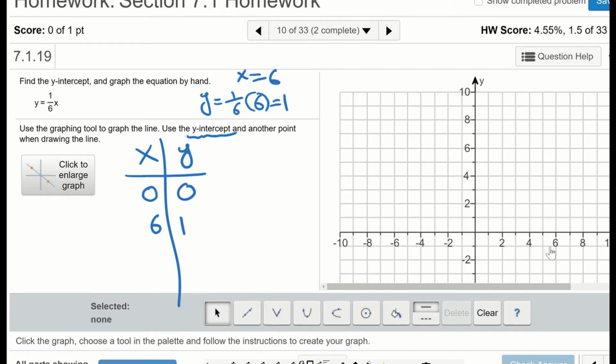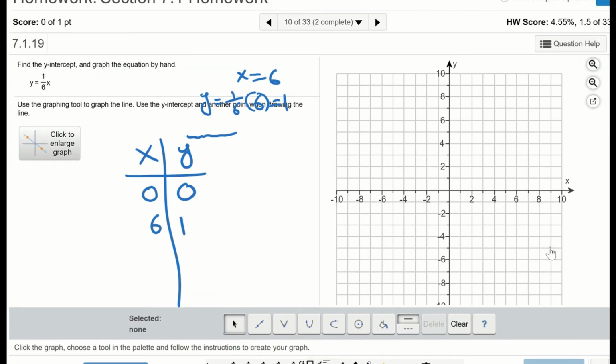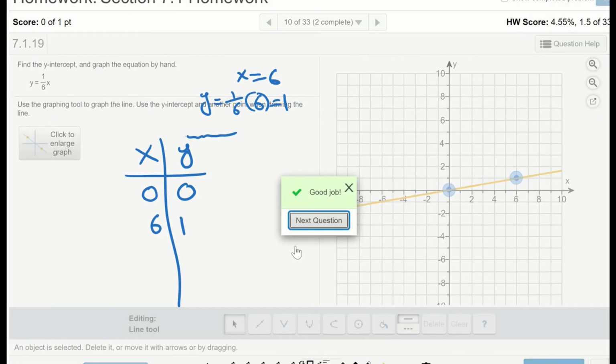Let me make this slightly smaller. Okay. So 0, 0. Let me use the line tool first. So 0, 0 and 6, 1. We notice each unit does stand for 1 point. Or I mean, each tick mark stands for 1 unit. So 6, 1 should be right there. Okay. Then we check the answer and we're done. Okay. So just in case you get a fraction, you should know how to deal with it.